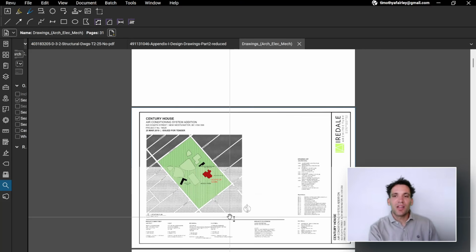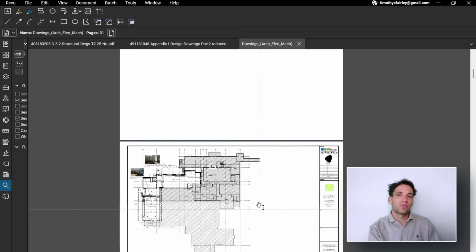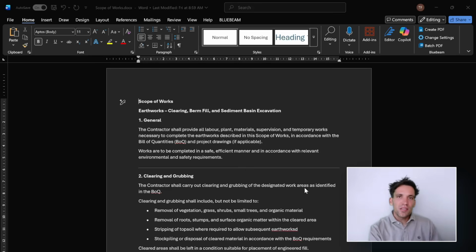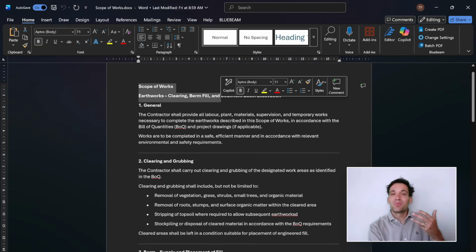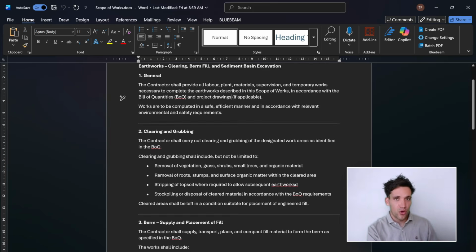Other sets of drawings, you might have to scroll through and find some sort of layout or plan view. And you should always read these drawings in parallel with some sort of scope of works to basically, again, form this conceptual understanding of what you're building and how the scope is broken down.